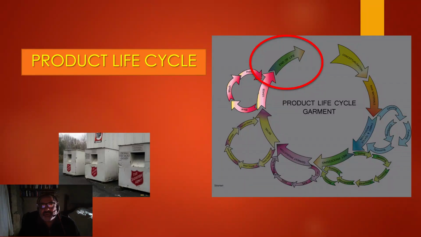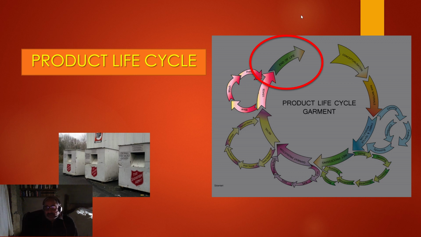Okay, welcome to the end and also the beginning of the product life cycle of the garment. We've made it through the 7 previous stages. The customer has purchased the garment, they've used the garment numerous times, presumably they've washed the garment, and now they're ready to be rid of the garment.